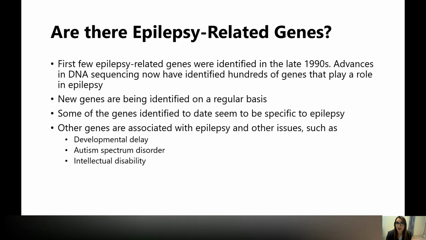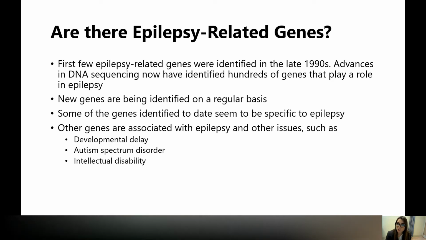Moving on, are there epilepsy-related genes, now that we're talking so much about genes? So actually, the first few epilepsy genes were discovered in the late 90s, so it's quite new. And there's been a lot of advances in DNA sequencing that have now identified hundreds of genes that are related to epilepsy. So it's a very new and growing field. And new genes are being identified on a regular basis. So it's always being updated.